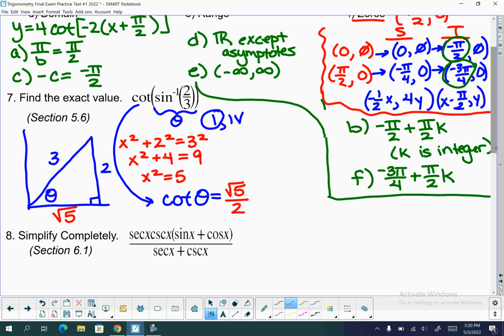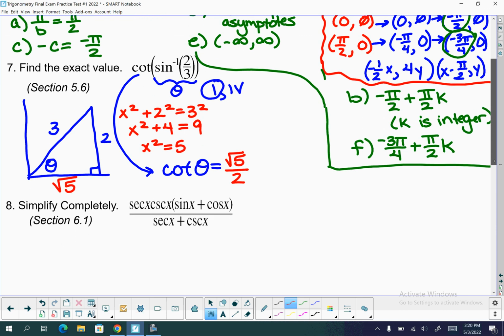Final answer. Make sure if a problem says exact value, you are giving fractions or radical answers. You should not be giving any decimal answers for those.